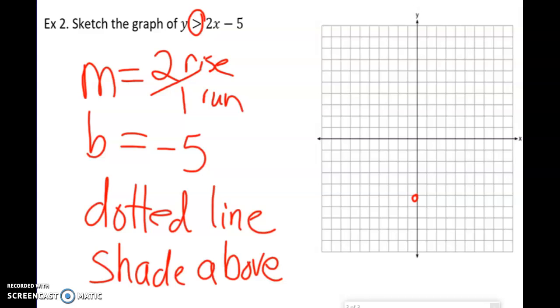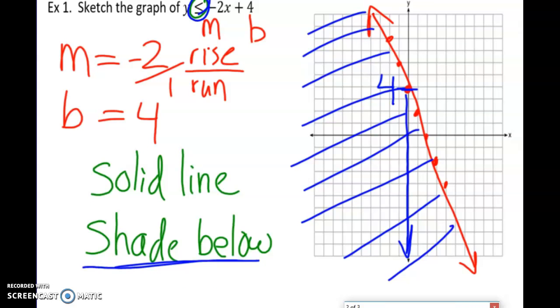Now I'm going to rise and run. So I'm going to go up 2 over 1, up 2, right 1, up 2, right 1. Once I get enough of those, I can go down 2 and left 1, down 2 and left 1. So I've got my positive slope. Very important to know that this is positive. It's going up as it goes to the right. Where the last one was a negative slope because it was coming down as it goes to the right.